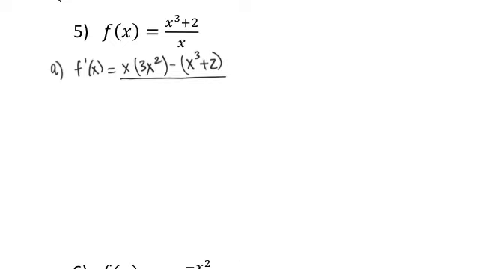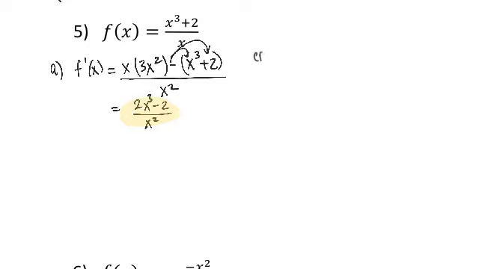So I'm doing low d high minus high d low over low squared. I'm then cleaning up my numerator. So 3x cubed minus x cubed gives me 2x cubed minus 2. Be careful with this sign, distribute it properly. And so I have an equation right here for f prime. And I have to now think about the sign of that equation. So first of all, find where it's equal to 0. So that's a critical point.